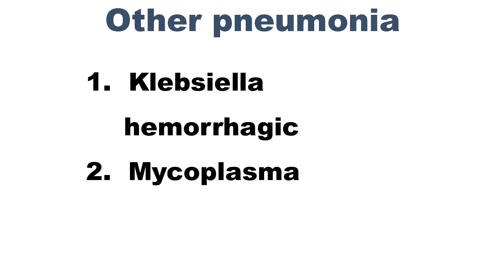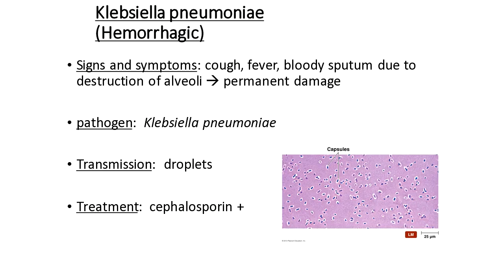All right, so some other types of pneumonia: Klebsiella with hemorrhagic pneumonia, and also Mycoplasma walking pneumonia. So Klebsiella pneumoniae is the cause of what's often referred to as hemorrhagic pneumonia. Now, Klebsiella pneumoniae is actually a gram-negative enteric bacteria, but if inhaled, it can cause a very severe type of pneumonia. Not only does it cause a lot of fluid buildup and killing of cells, it causes permanent damage, so much so that it can cause a lot of hemorrhaging and bleeding inside the lungs. People that have a very severe form of this can have bloody sputum when they cough. Usually transmitted through droplet transmission, and usually treated with antibiotics like third-generation cephalosporins.